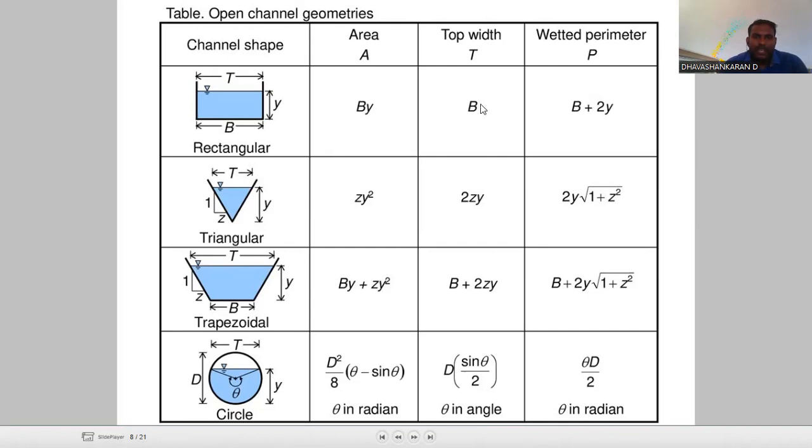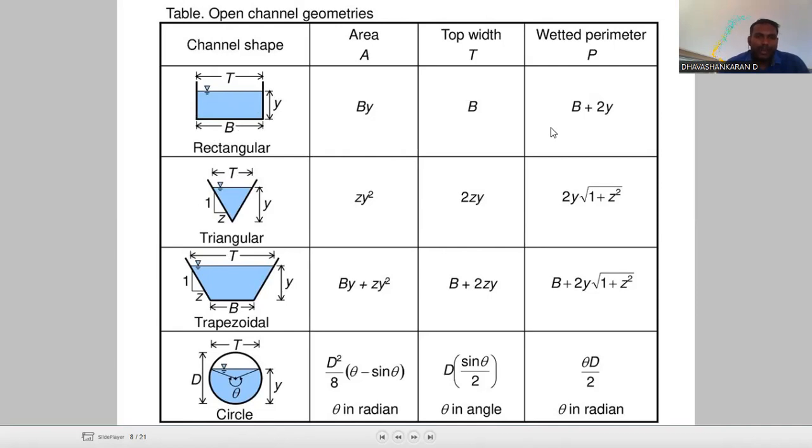When the top width is taken as capital B, the perimeter is calculated as B plus 2y. Where does B plus 2y come from? The breadth plus the depth of the two sides are added, that is 2y plus the breadth. So that is the perimeter for the rectangular channel.